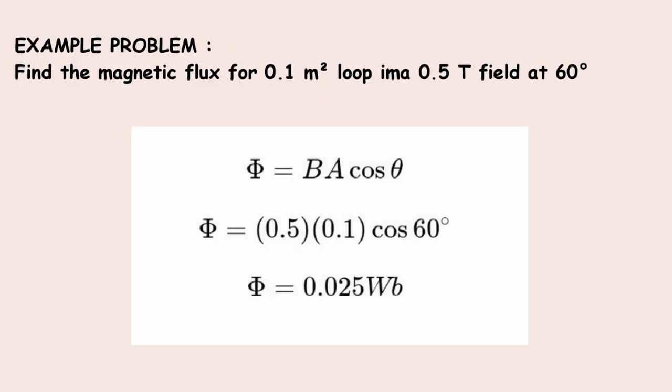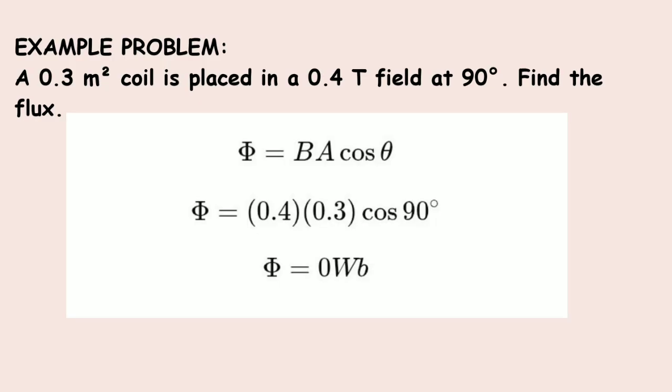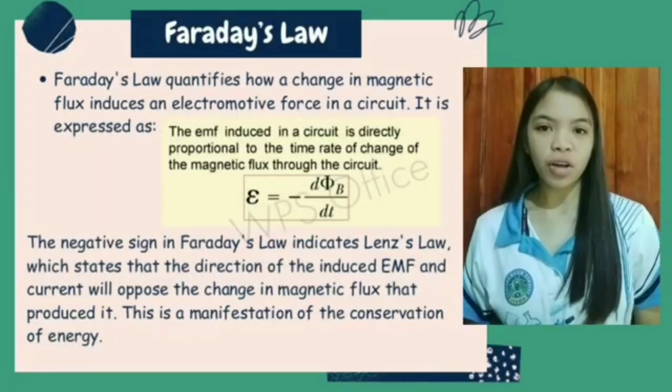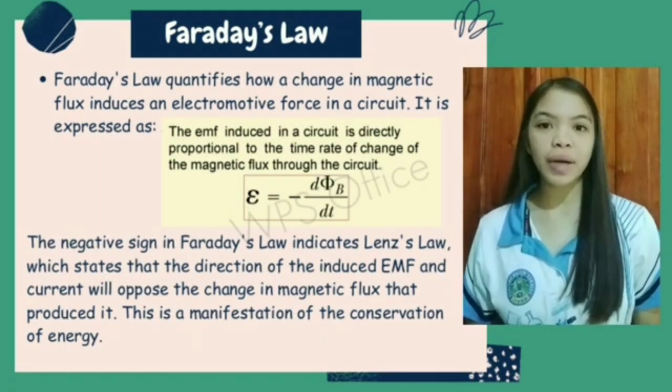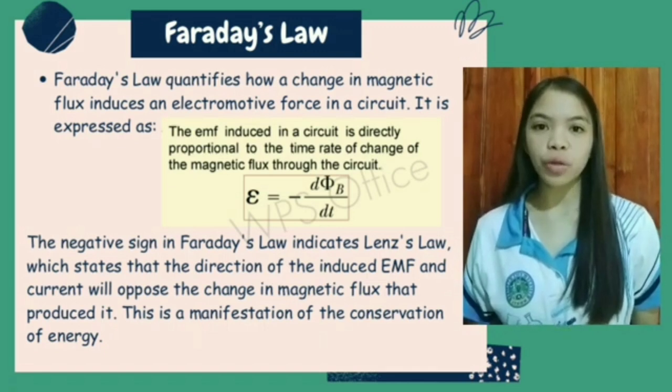Find the magnetic flux for a 0.1 meter squared loop in a 0.5 Tesla field at 60 degrees. As we find the magnetic flux, we get the answer 0.025 Wb. A 0.3 meter squared coil is placed in a 0.4 Tesla field at 90 degrees. Now find the flux. As we find the flux by substituting the values into the formula, we get the magnetic flux 0 Wb.